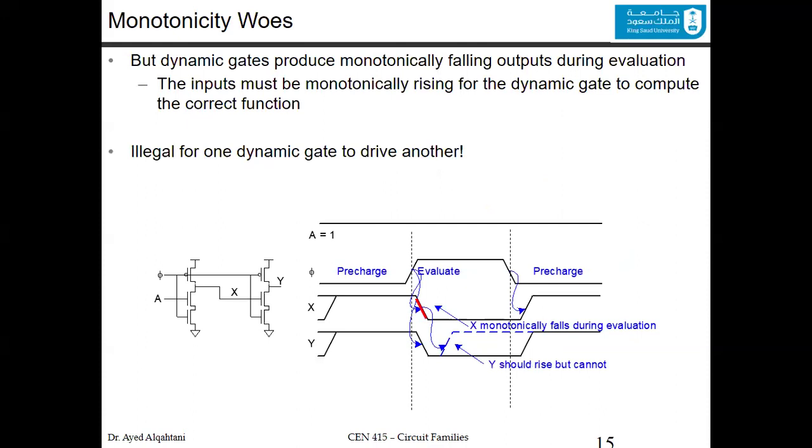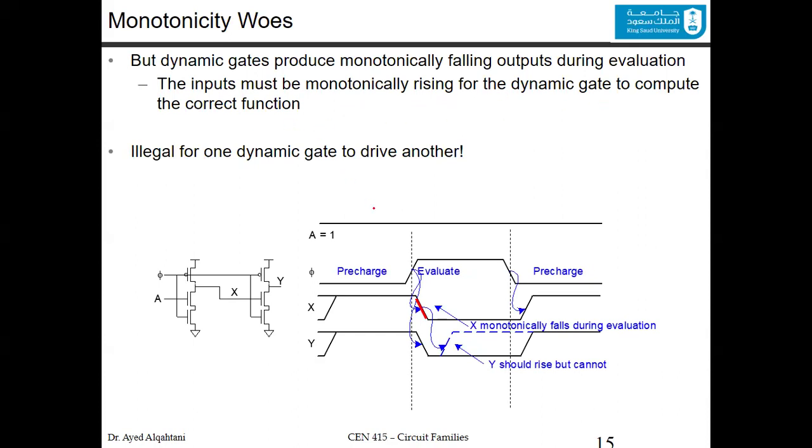Again, with the same property, the dynamic gates produce monotonically falling outputs during the evaluation. The input must be monotonically rising for the dynamic gate to compute the correct function.